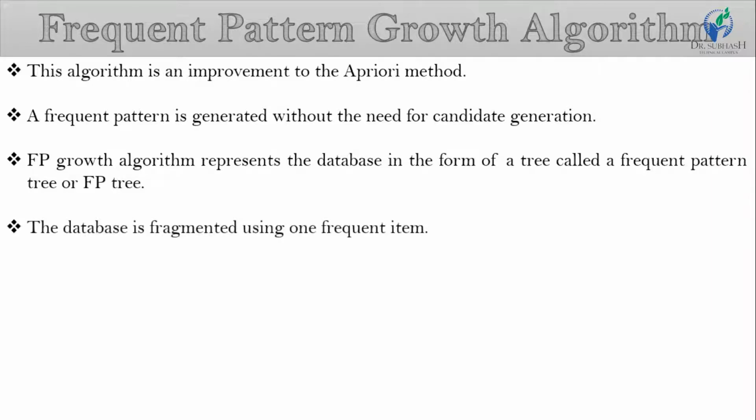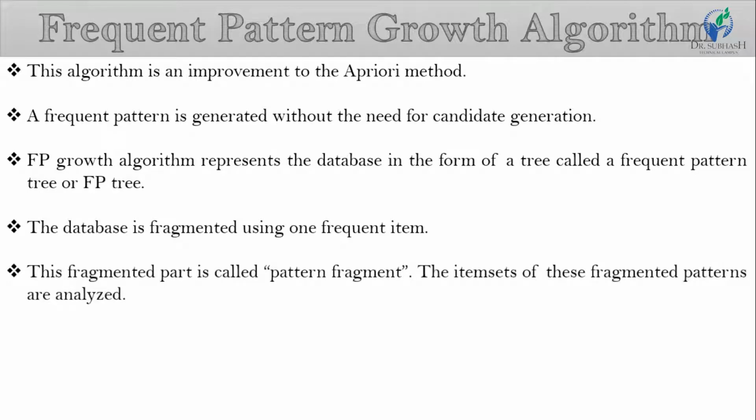The database is fragmented using one frequent item. This fragmented part is called a pattern fragment. The item sets of these fragmented patterns are analyzed. Thus, with this method, the search for frequent item sets is reduced comparatively. So, this is the basic overview of the FP growth algorithm.